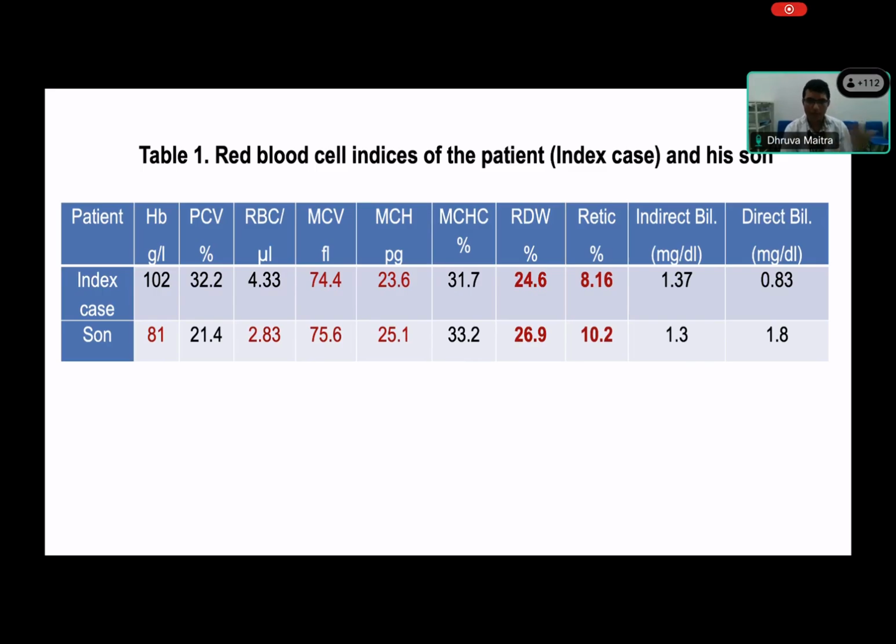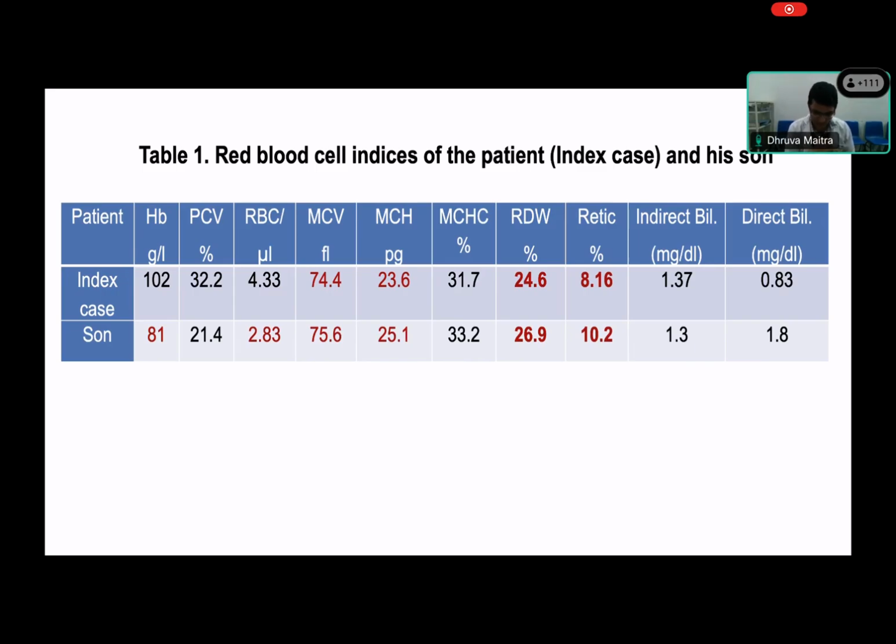Reticulocyte count is again a giveaway that the bone marrow is trying to compensate, so it's very high in both the father and the son, higher in the son. Lastly, the indirect and direct bilirubin levels. If it is a hemolytic process that we are looking at, it would come within the compensated hemolytic category, meaning that the level of hemolysis is not so high that it is not getting compensated.